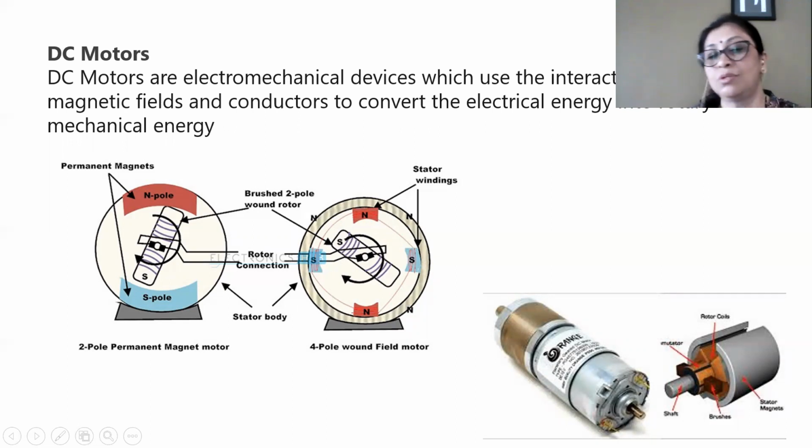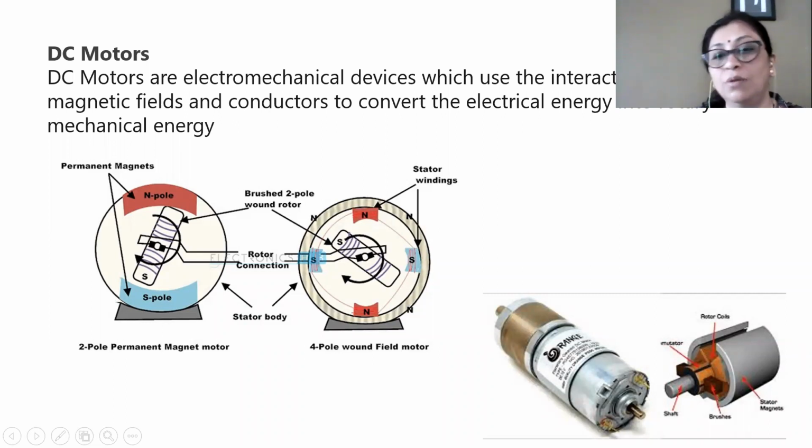It is used to change the direction of the current through the coil, which causes the motion of the rotor. Okay, continuous motion of the rotor. So this rotor is connected to the shaft. So this is called as a shaft, and you can connect a load to this shaft.